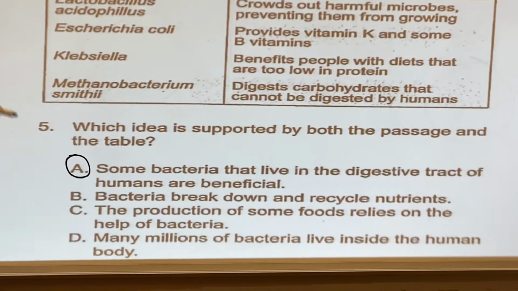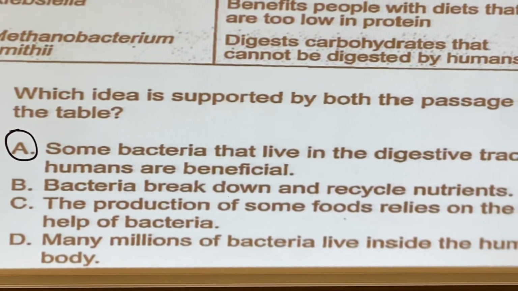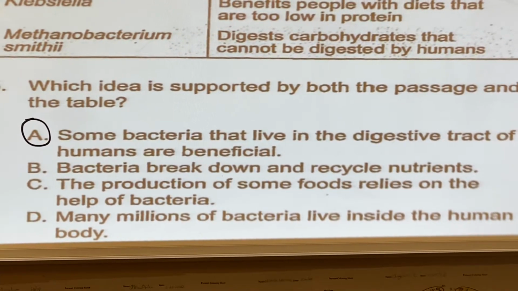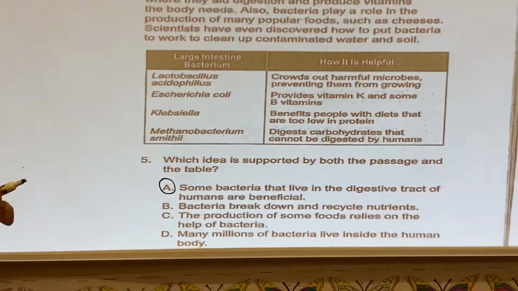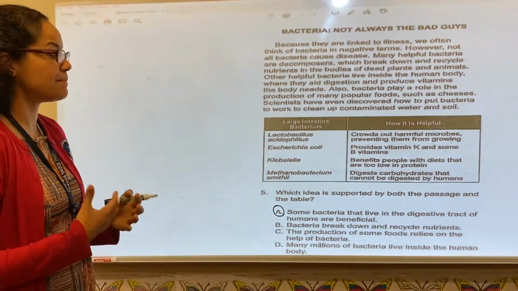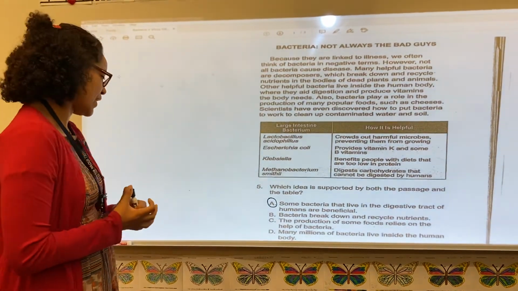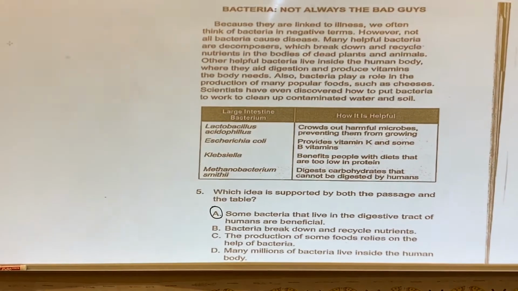And notice how it's talking about the idea supported by the passage and the table. We look at D, many millions of bacteria live inside the human body. That's true. That is a true statement, but it's the wrong answer because they aren't asking us factual statements. They're asking us about the idea. So you always want to read the question carefully and know what they're asking you. So now we'll move on to the last question.